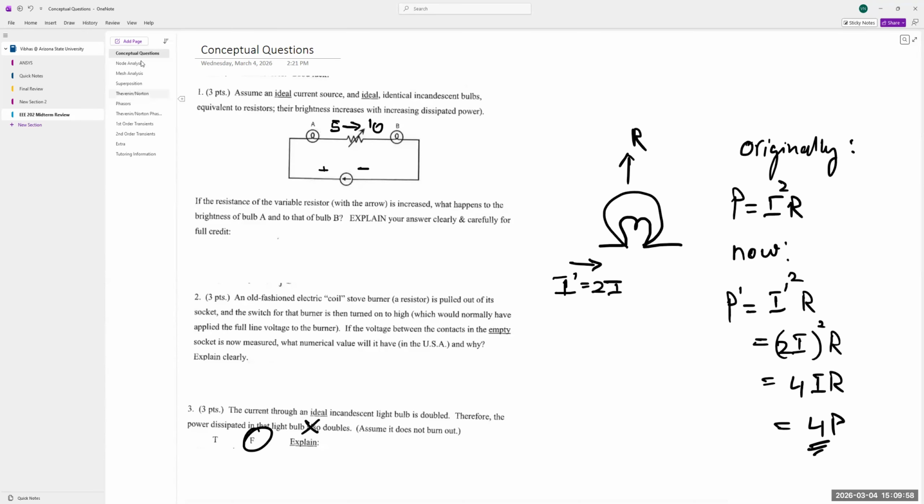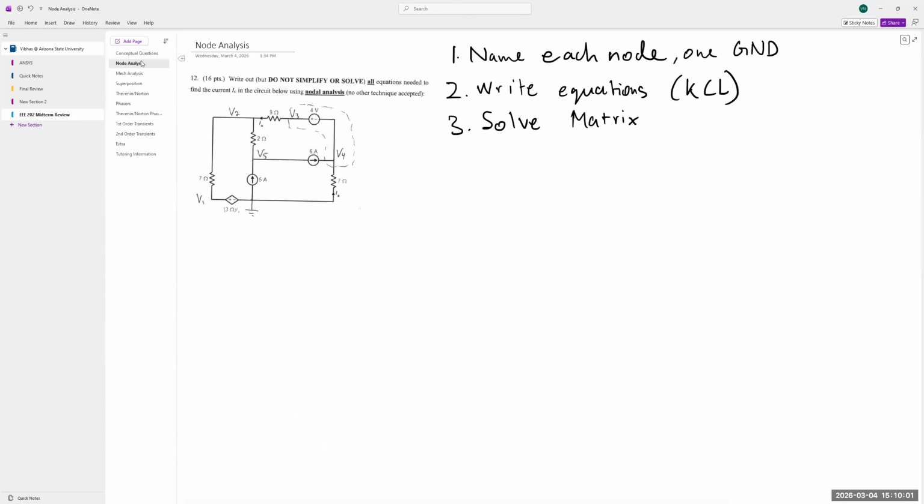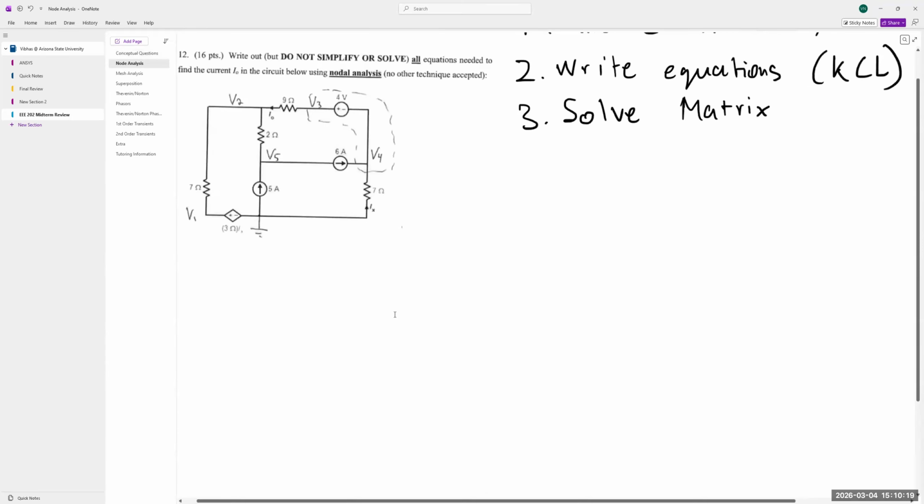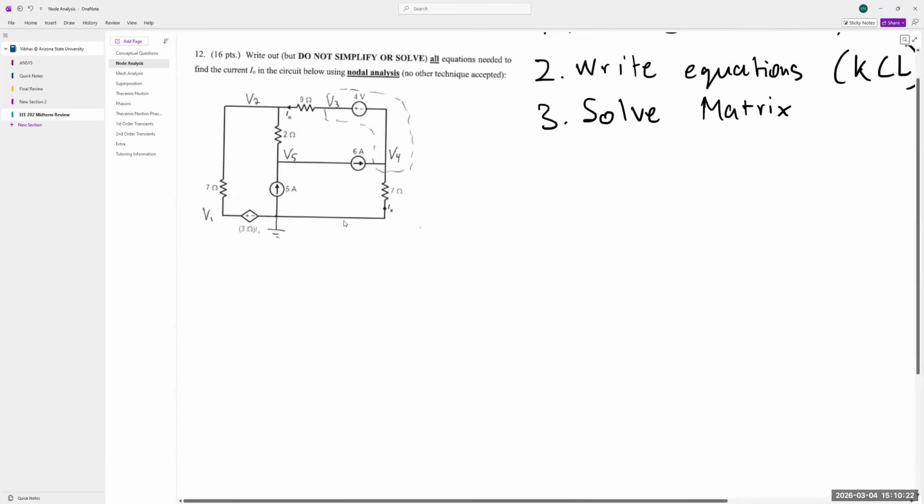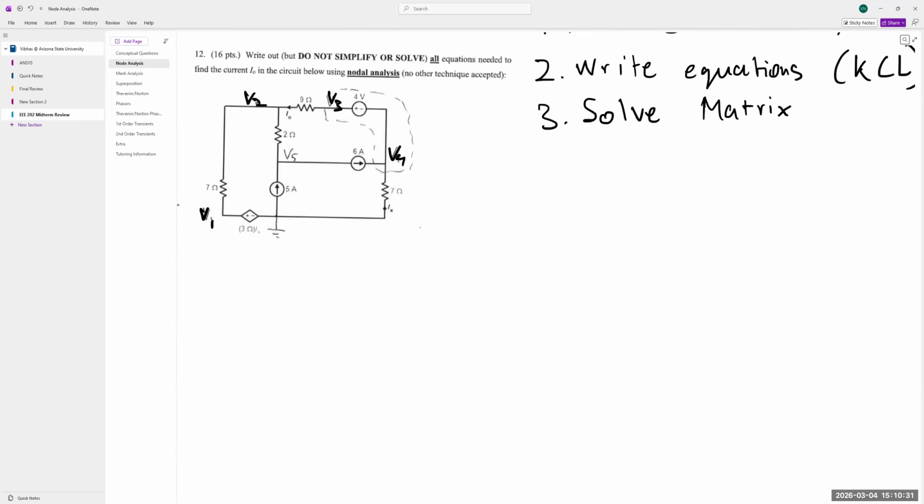All right, let's move on to some more concepts over here. Let's move on to node analysis. This is a very common method of analysis you can use to solve circuits with many resistors and many sources. So there are 3 steps I would encourage you to follow when you're doing node analysis. The first step is to name each node as we have done over here. So we have 5 nodes over here. V1 over here, V2 is here, V3 is here, V4, V5.